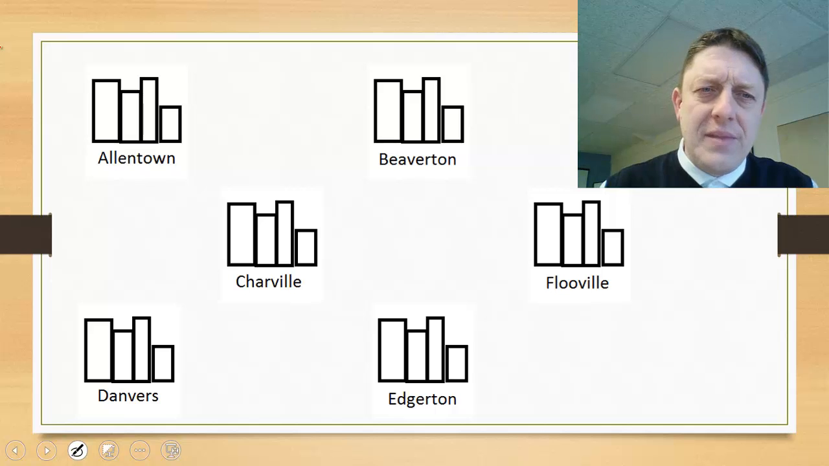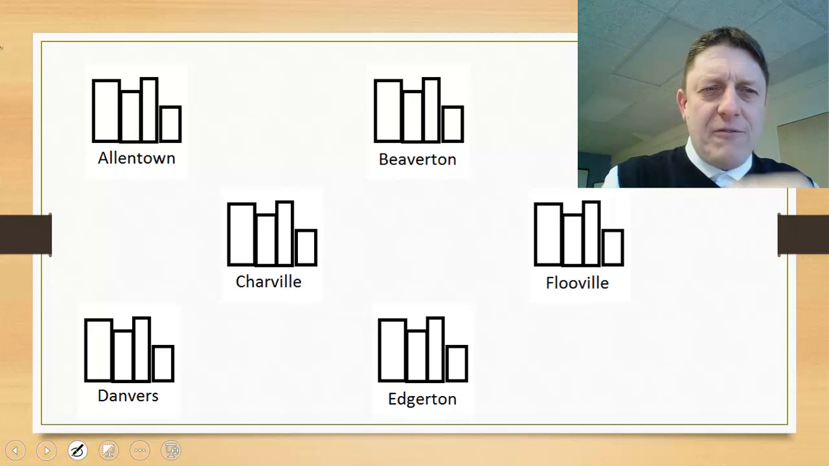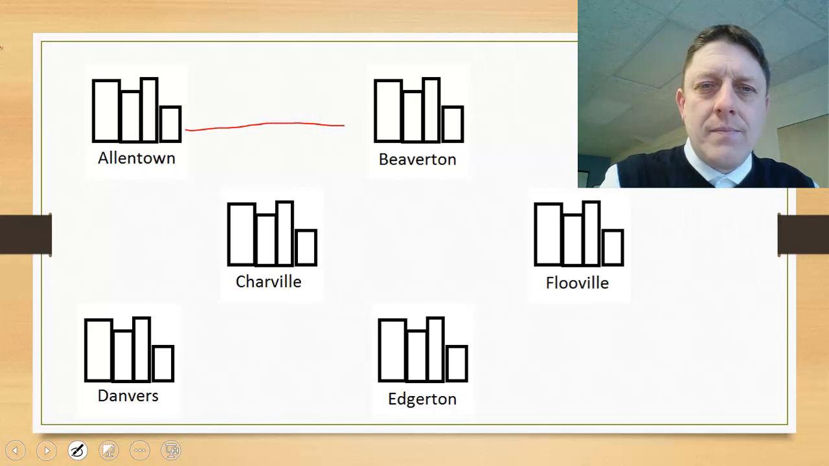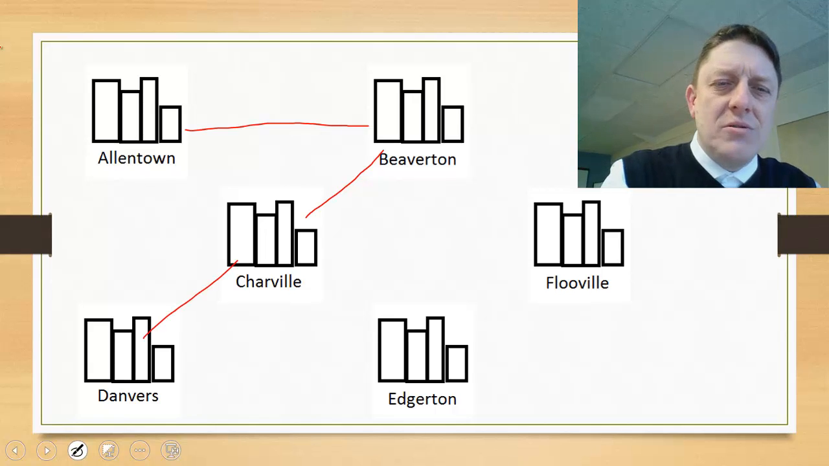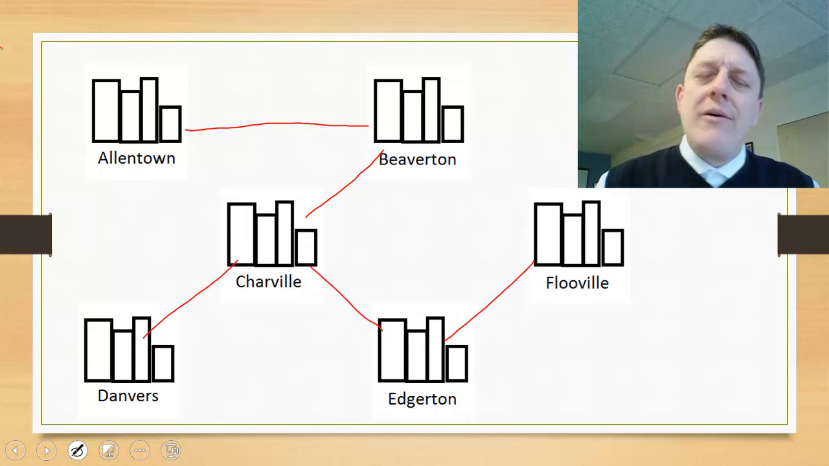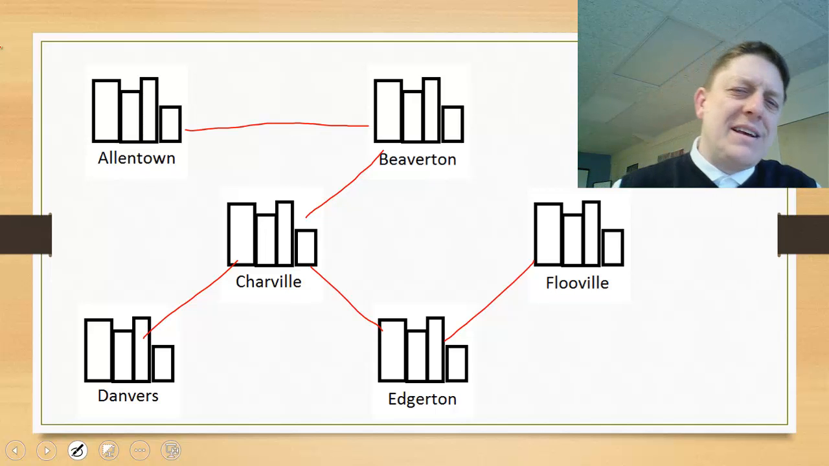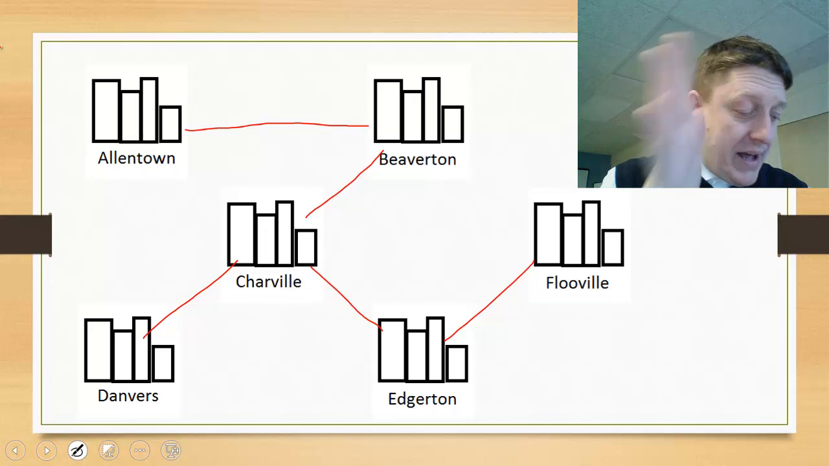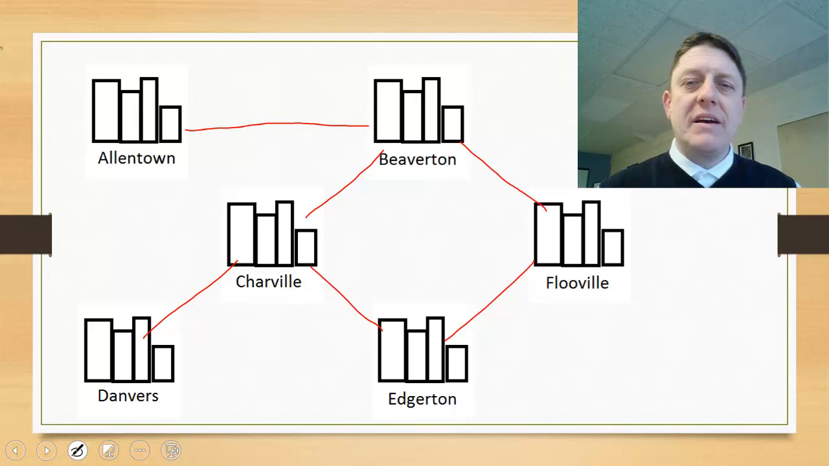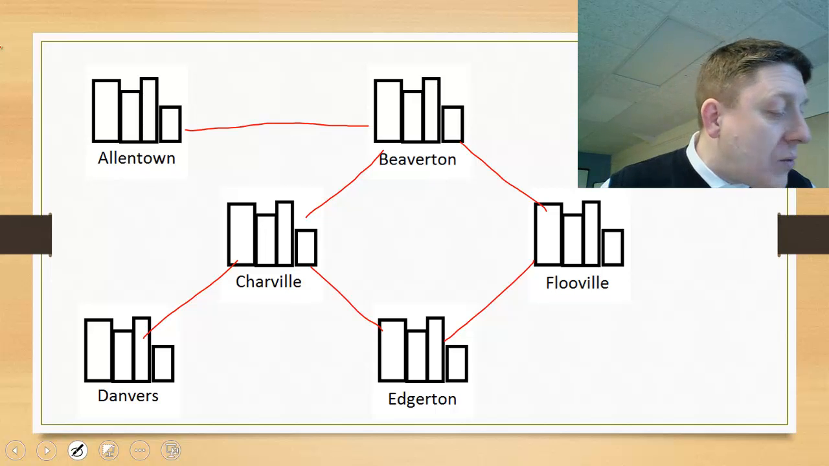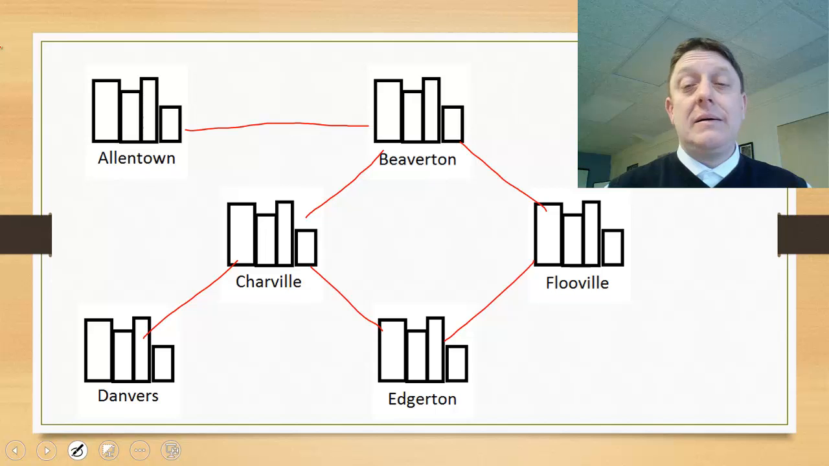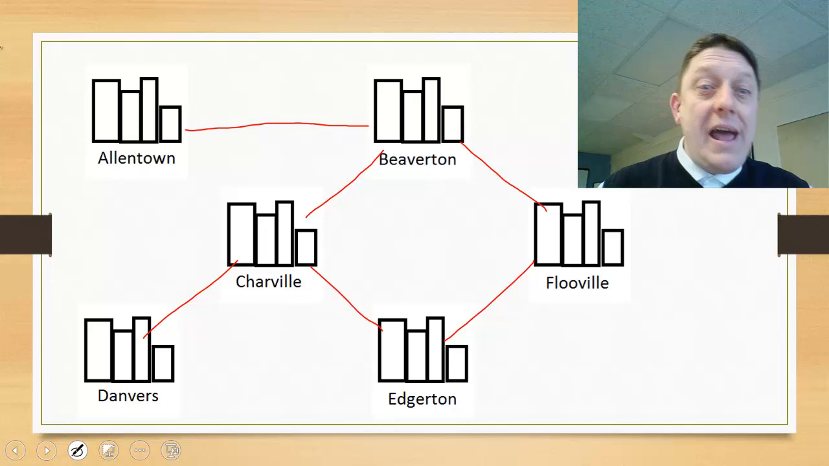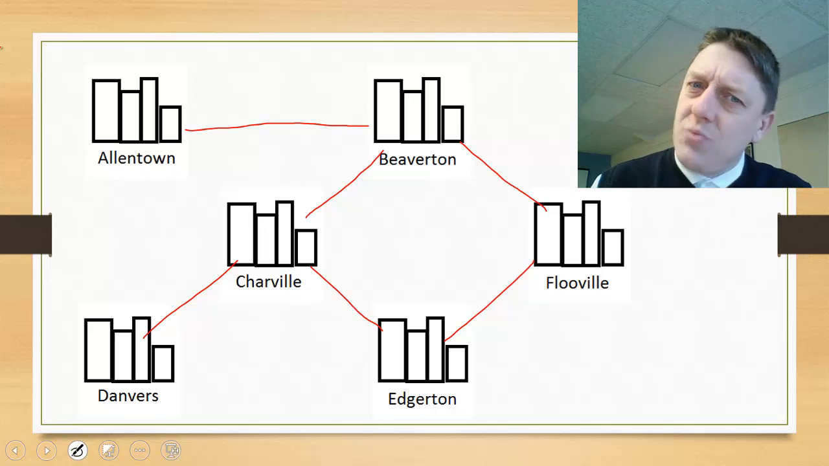So let's imagine that in an effort to get around this centrality of Charville, when we have these roads set up, Flewville and Beaverton get together and they say, you know, why don't we go ahead and make a connection there? When we do that, we'll be able to get around Charville, and we'll be able to trade with each other and get to, you know, other communities as well.